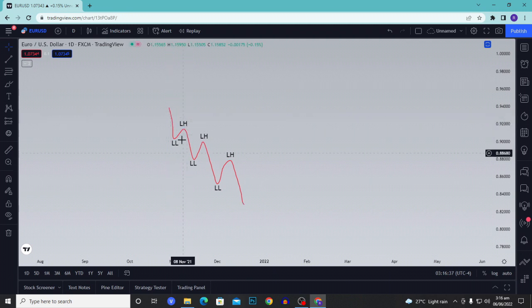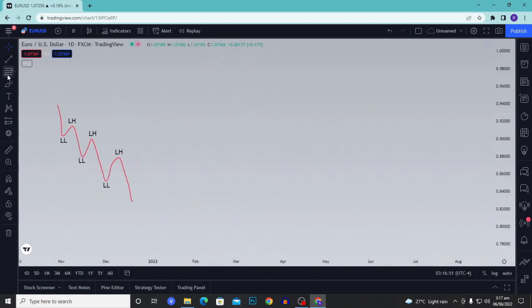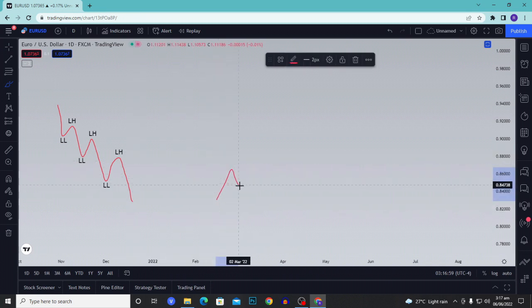Price just needs to be going down at an angle, forming both lower lows and lower highs. That determines a downtrend. So what determines an uptrend now is the complete opposite. Let's drag it over here. This is the uptrend right here.